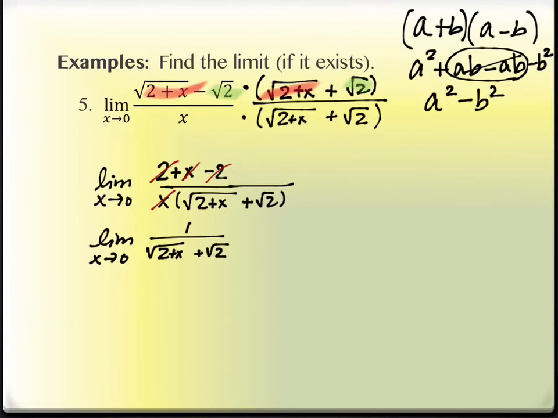Can I plug 0 in for x now? It can. It won't make the denominator 0, will it? And it's because the signs are different than they were before. So now I will have 1 over square root of 2 plus the square root of 2, otherwise known as what? 2 square root of 2.